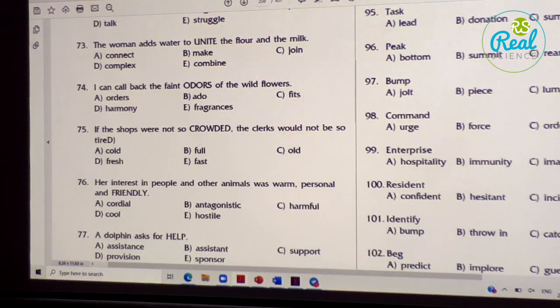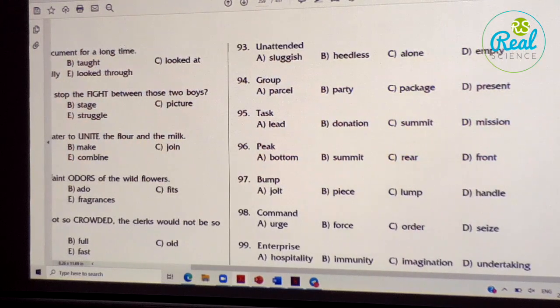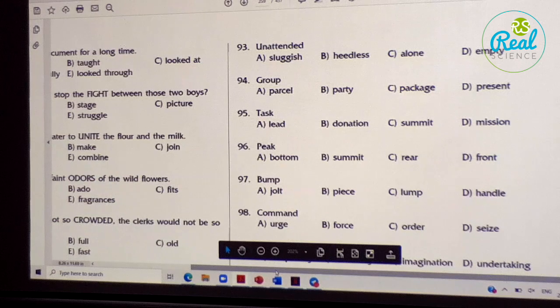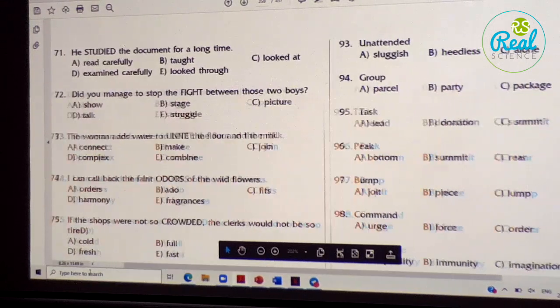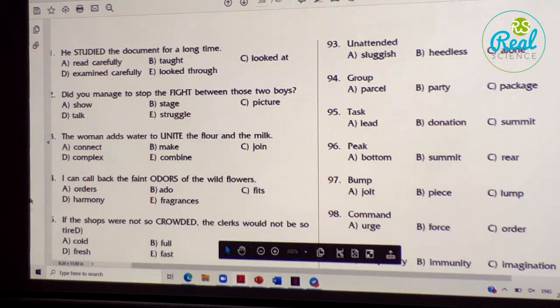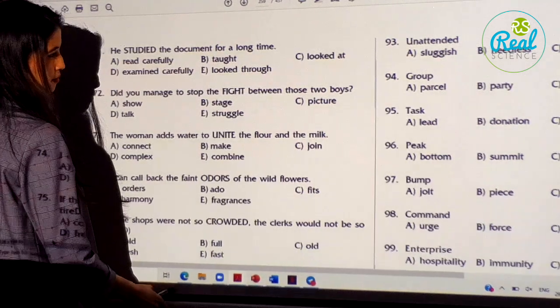Ready to check? Yep. Yes. Everyone. So let's start the first one.